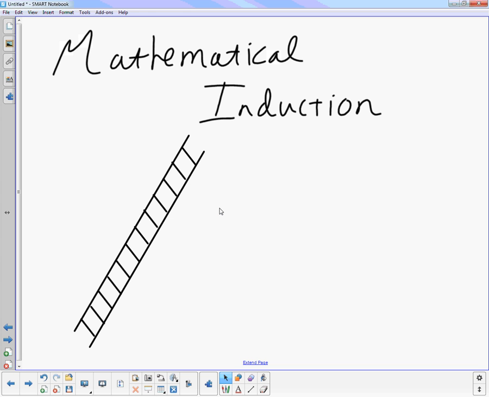and go all the way up to the top. Okay? So there's an assumption that has to be made. You have to assume that this next step will be just like the one before it. Okay? So the best way I can attempt to show you this is to actually do one.